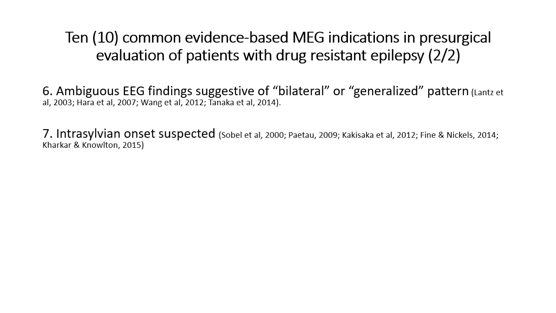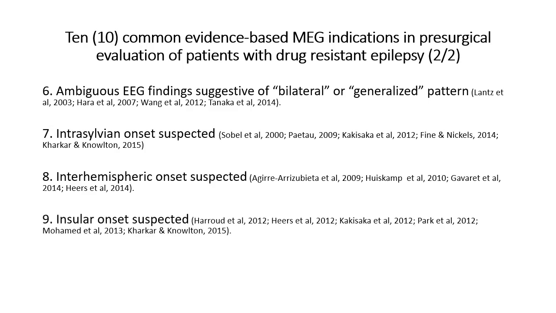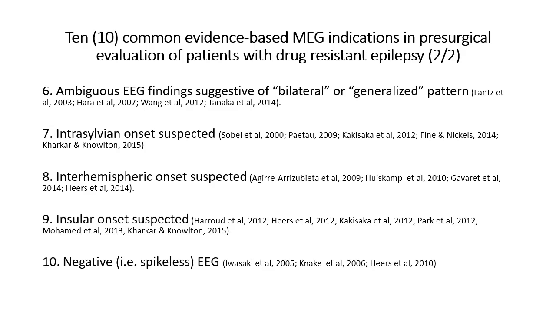7, intrasylvian onset is suspected. 8, interhemispheric onset is suspected. 9, insular onset is suspected. And finally, negative, meaning that there are no spikes on the EEG. MEG has been successful in detecting epileptic activity.